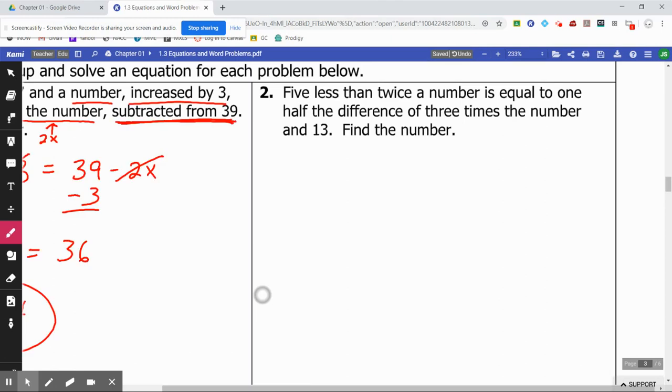Number 2, 5 less than twice a number. Okay, now here's where people have issues. 5 less than. If I ask you what is 5 less than 7, you would probably get it right. 5 less than 7 would be 2. And then if I ask you, how did you do that? 5 less than 7 would be 7 minus 5. So you've got to be careful with that less than. Less than kind of flips it around. 5 less than 7 writes the 7 first and the 5 second. So you've got to be careful with the order.